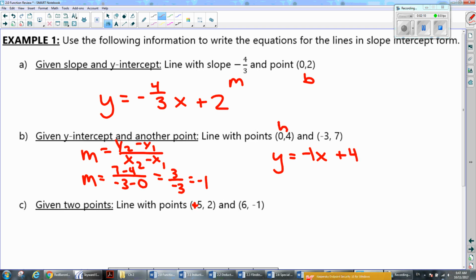This again was our b value. Here was our slope. Plug those into the equation.